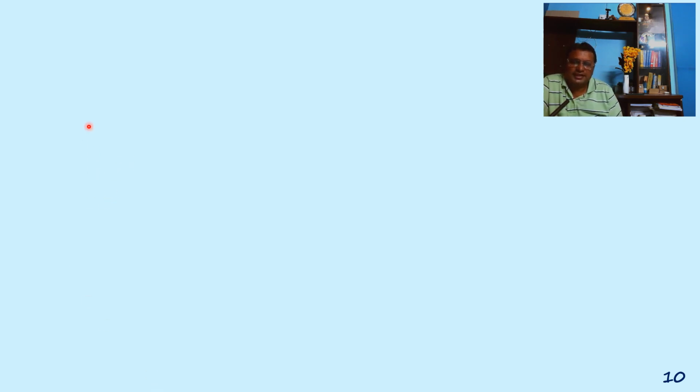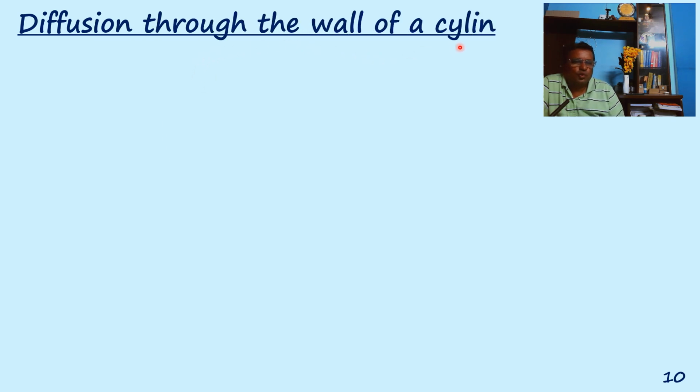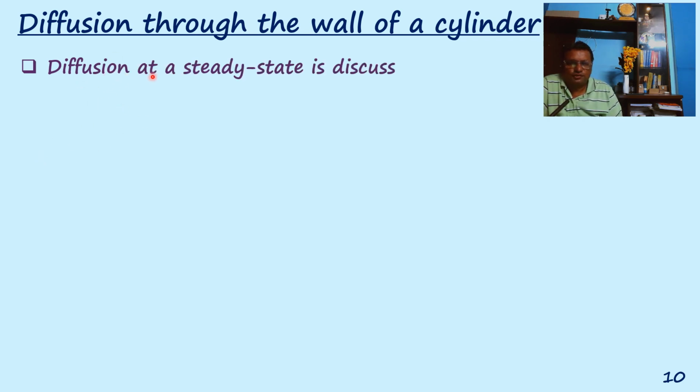Now let us discuss the second case. What was the second case? The second case was diffusion through the wall of a cylinder at steady state. We just derived the equation for rate of diffusion through a solid slab at steady state. Now let us get an equation for calculating the rate of diffusion through the wall of a cylinder under steady state condition.